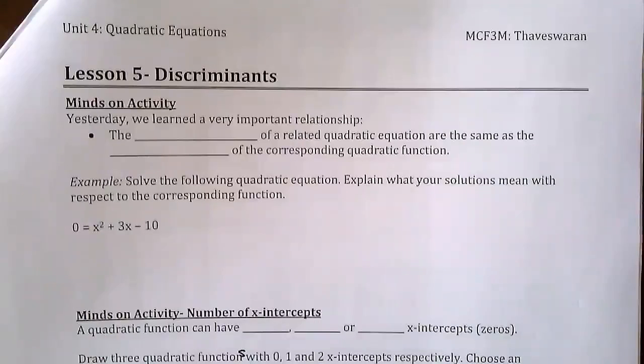So welcome to Lesson 5, Discriminants. So we're going to do a quick review of what we did last class and then really continue our discussion about X-intercepts and the number of X-intercepts a quadratic function can have.